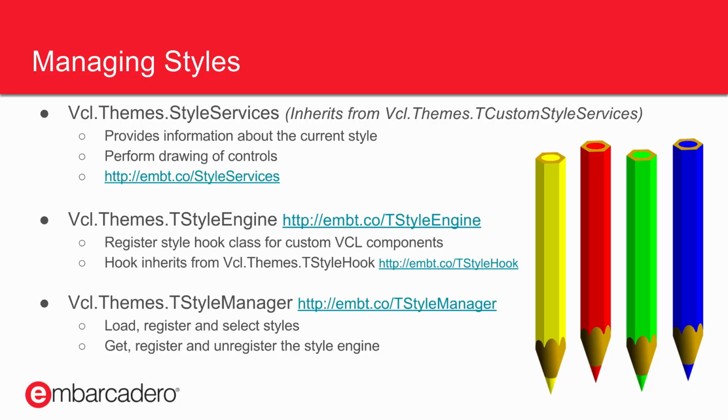And a hook class is what you use if you're creating a custom VCL component that you want to perform specific styling functions on. So your hook class would descend from TStyleHook and it would then respond to calls to perform the styling of your custom control. And then the TStyleManager is what you use to load, register, and select styles at runtime. And also you can use that to get, register, and unregister the style engine, which is what you use for the hook classes.